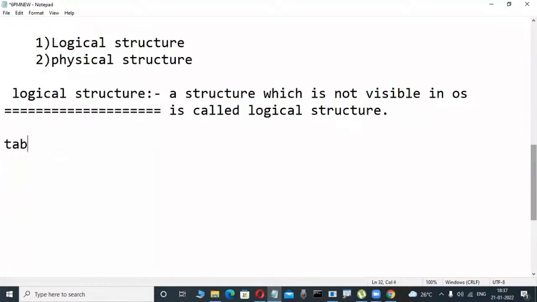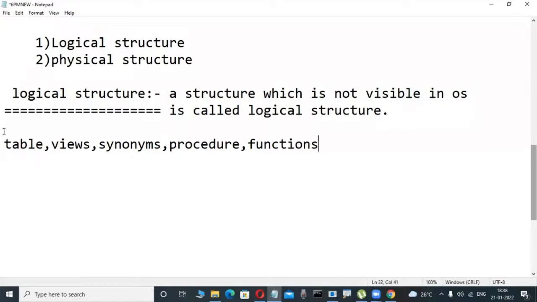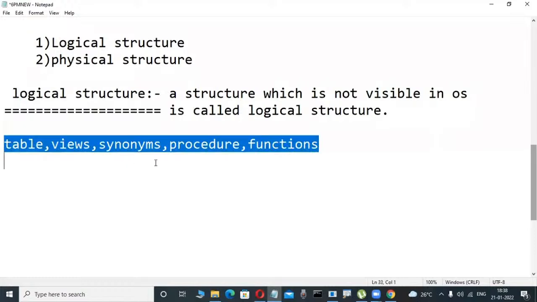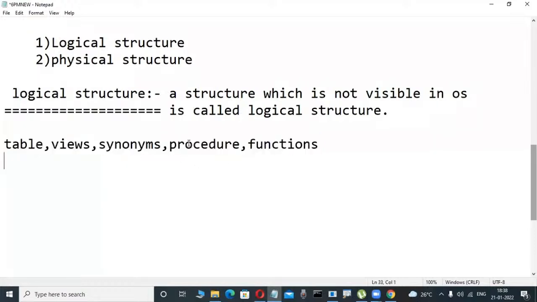That logical structure contains tables in Oracle, SQL Server, and MySQL also. Views are there, synonyms are there, indexes are there. These are all the database objects. So many things are there: procedures, functions, triggers, packages. These are all logical structure. That is not visible in the operating system. Whatever objects we are learning in our courses are not present in the operating system.